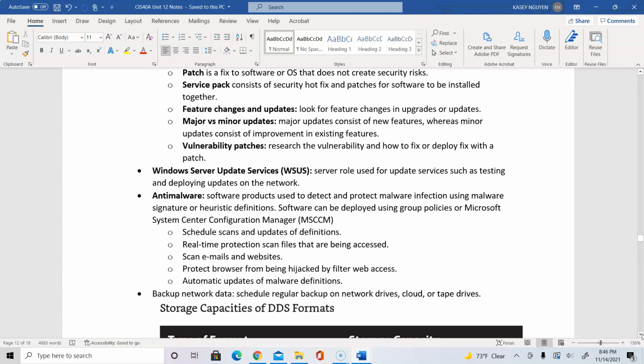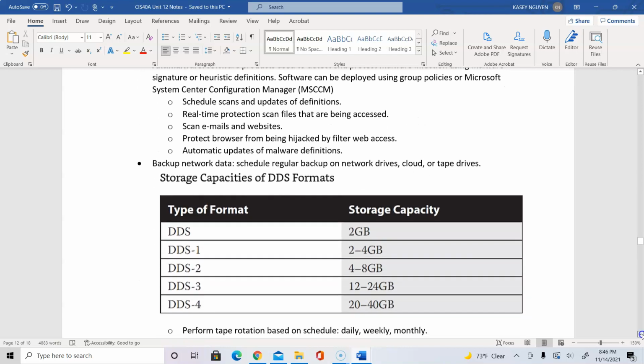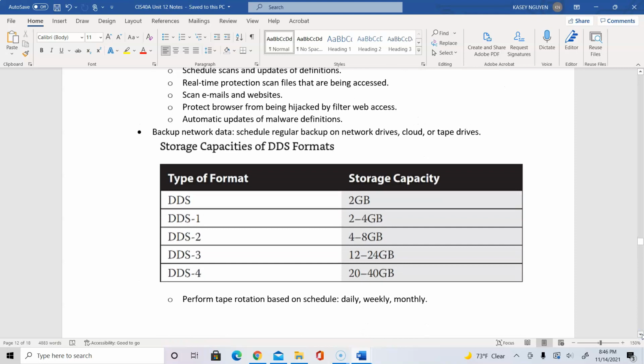Additionally, for the backup of the network, we want to schedule regular backups to network drives, cloud space, or tape drives. Tape drives are old, but they're still being used. So depending on the capacity of the tapes, the table here shows you the storage capacity for your digital tape drives.